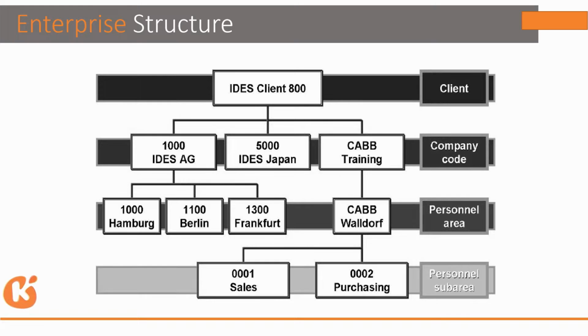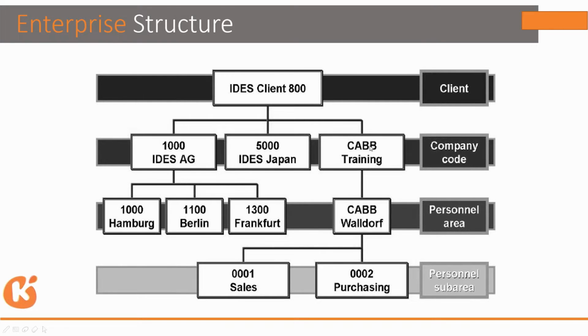So you can see IDES, this is a client, and then under IDES, you can see they have this into your AG. AG is actually a German based company, right? IDES AG is how they represent it, and then you can see IDES Japan is also there, right? So they are present in two different locations. One is country. You can see they're present in your AG as Germany, and here you can see they are present in Japan.